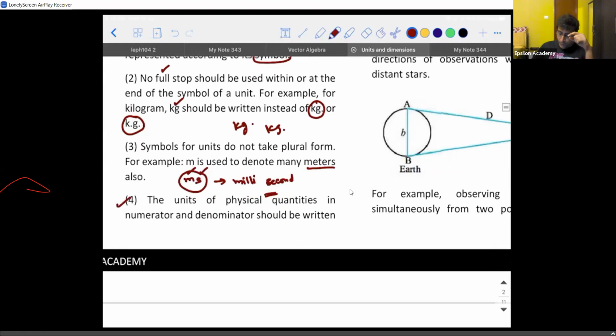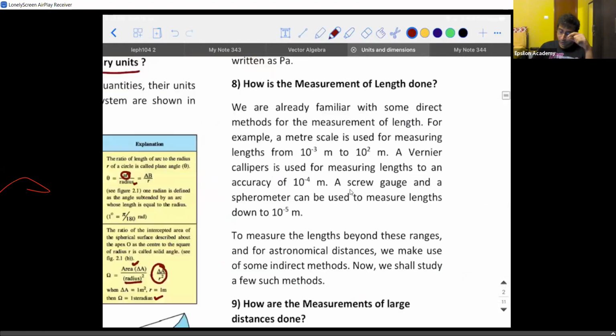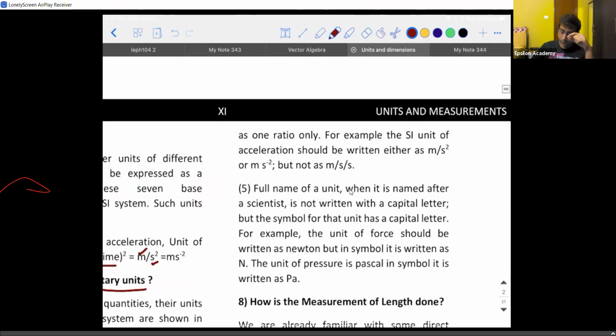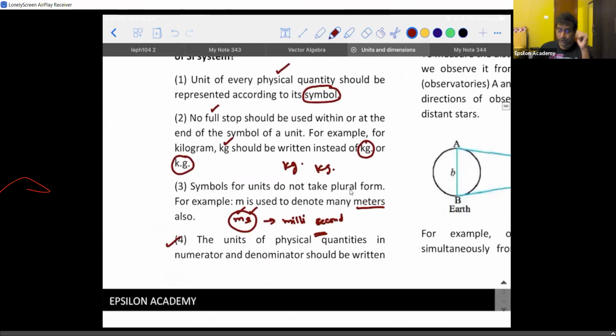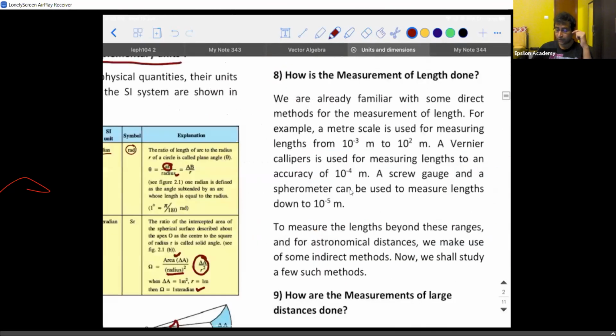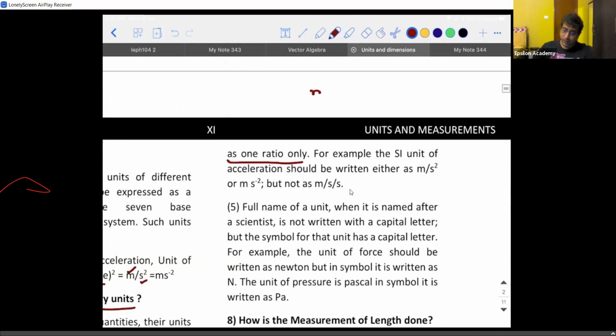The units of physical quantity in the numerator and denominator should be written as one unit only. Okay, I repeat it. The units of physical quantity in the numerator and denominator should be written as one unit only. For example, acceleration is velocity by time. You don't write it as meter per second. Rather, you will write it as meter per second square. This is wrong and this is right.